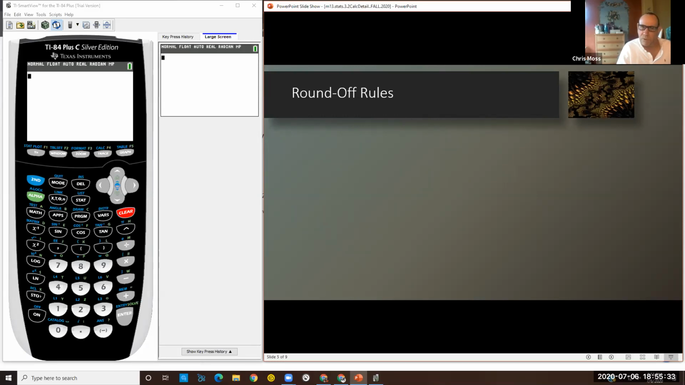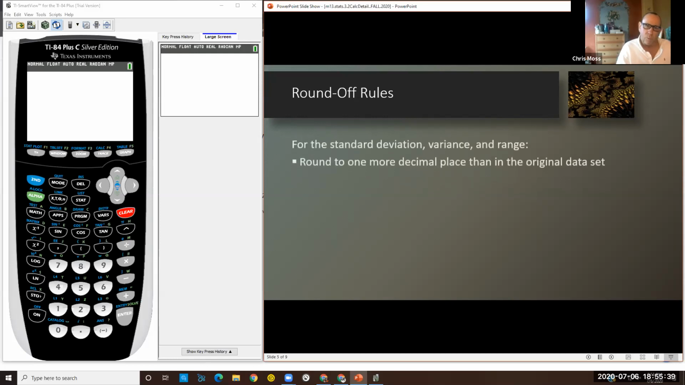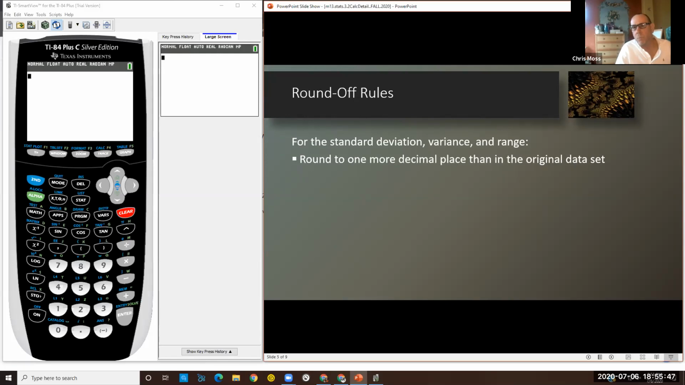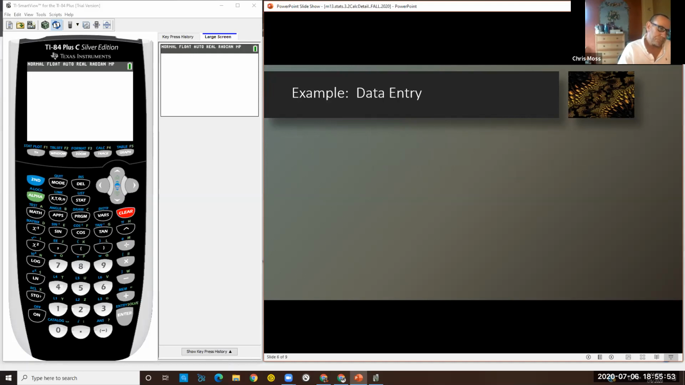As I've said before, it seems like there's a lot of them, but they really are not all that numerous. The round-off rules for our measures of variation are exactly the same as they are for the measures of center, sans the mode. So we'll want to carry one more decimal place than the original data set, and that'll set the rounding for us. So we're going to run through our first example.